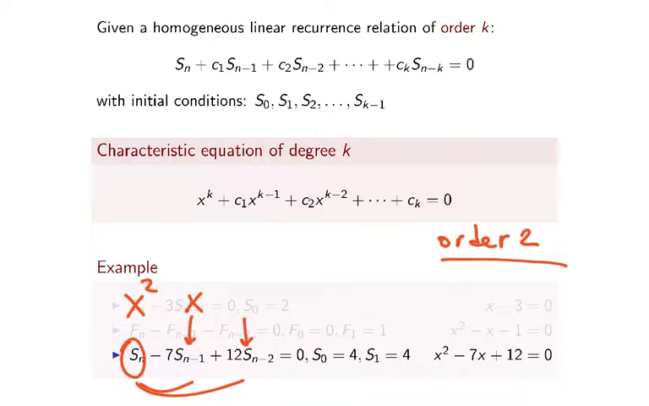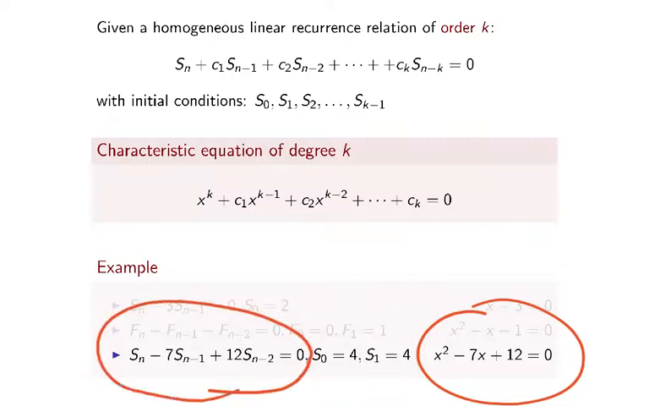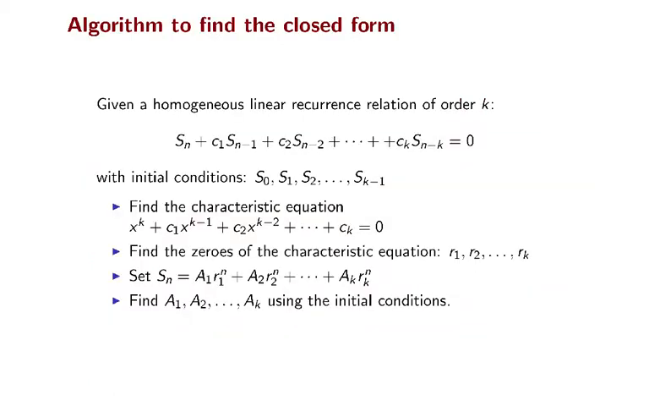And the coefficients are going to be the same coefficients that we have here. So this is going to be x squared minus 7x plus 12 equals 0. And this is the characteristic equation associated to this recurrence.